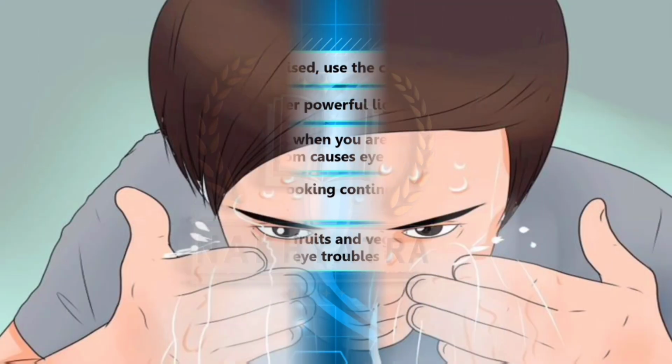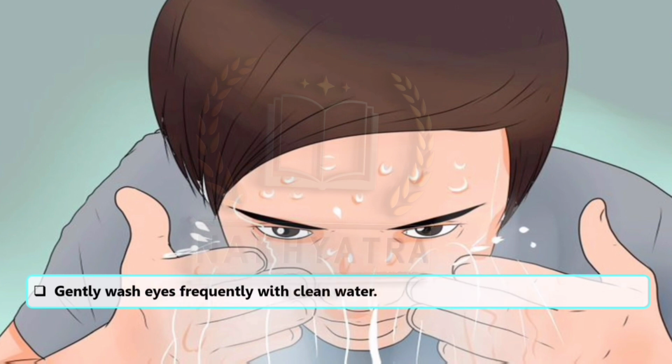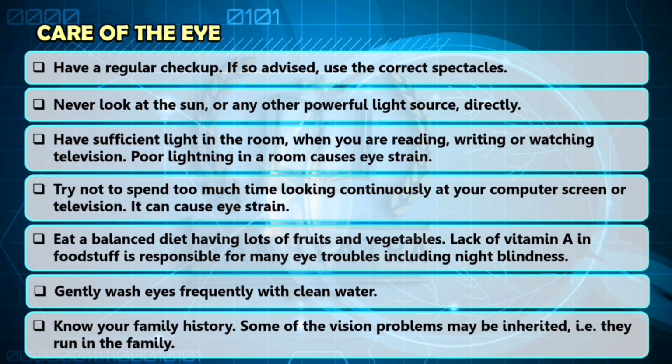Alright, now see another precaution. Gently wash eyes frequently with clean water. Now see the last precaution. Know your family history. Some of the vision problems may be inherited. That is, they run in the family. That means there may be some genetic disorders of eye.